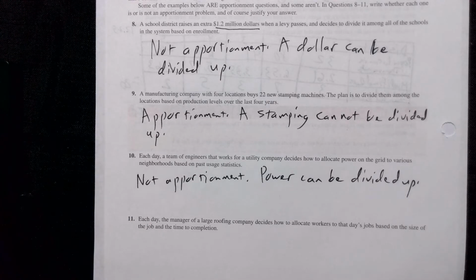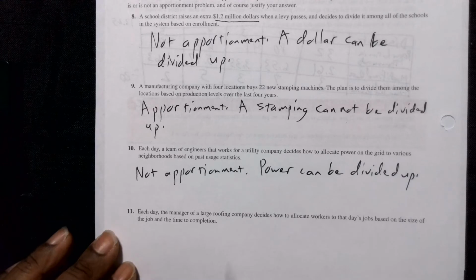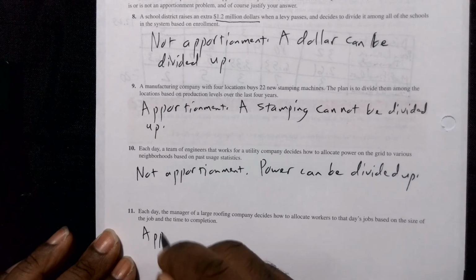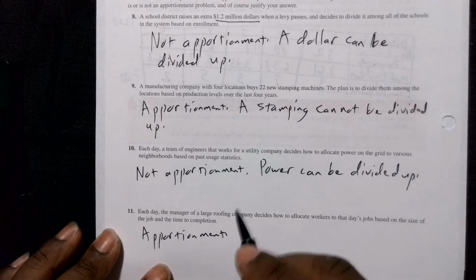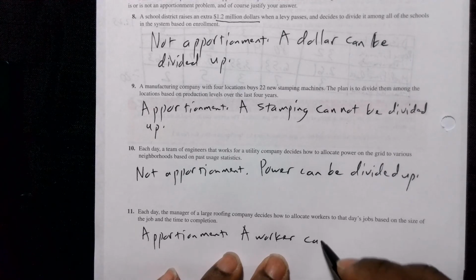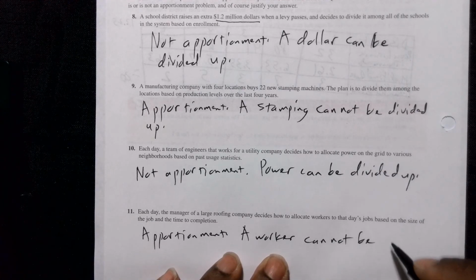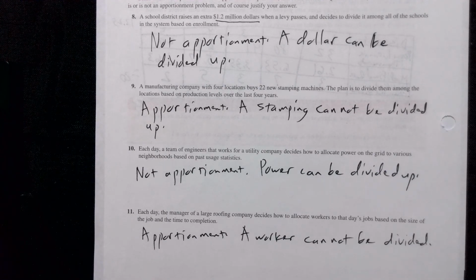And last but not least, number 11, each day the manager of a large roofing company decides how to allocate workers to that day's jobs based on the size of the job and the time to completion. So number 11 is apportionment. And the reason being is a worker cannot be divided up. Because you cannot have 0.3 of a worker. And so that is it.